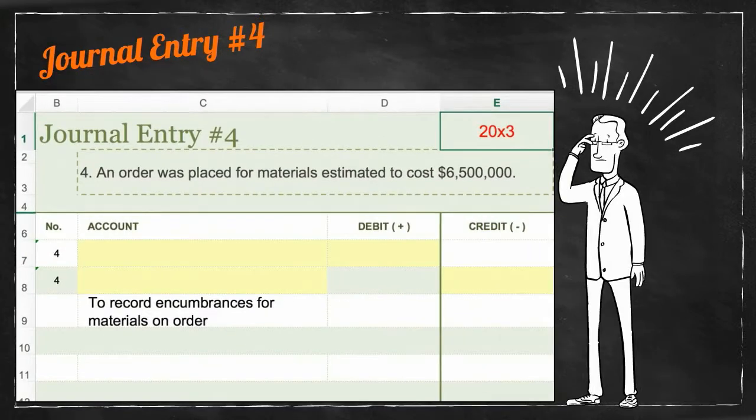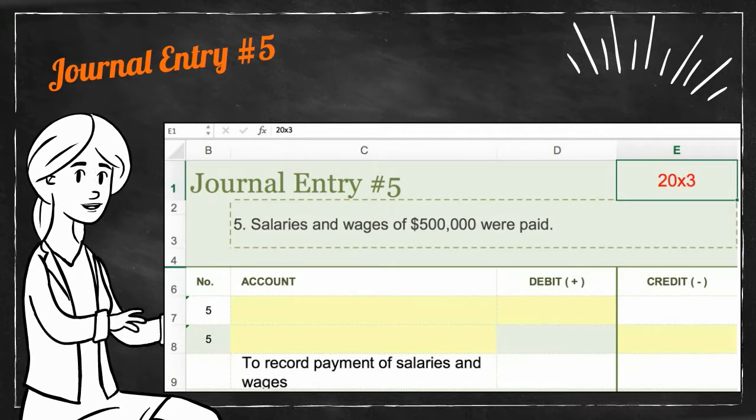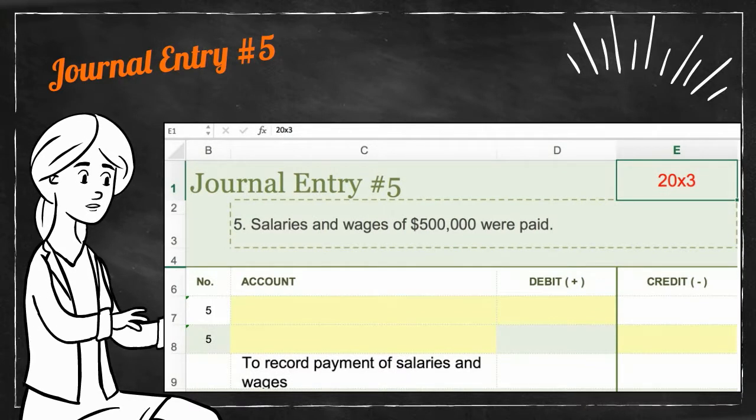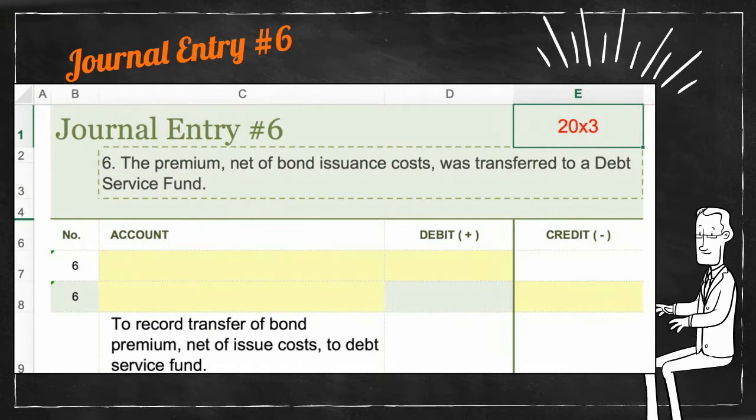Journal entry 4 is to record encumbrances for material on order. The order was placed for materials estimated to cost $6,500,000. This is a 2-line journal entry. Journal entry number 5 is to record the payment of salaries and wages that were paid for $500,000. This is a 2-line journal entry. Journal entry number 6 is to record the transfer of bond premium net of issue costs to the debt service fund. This is a 2-line entry.